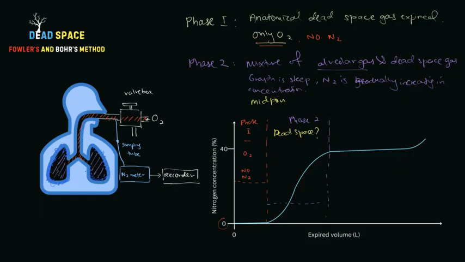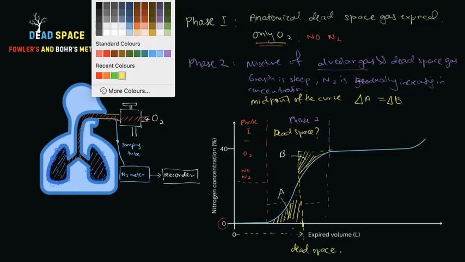Phase 2 is where we can pinpoint the volume of anatomical dead space. Where do we find that space? It is the midpoint of the curve where area A is equal to area B. So when we plot a straight line that connects the midpoint where area of triangle A is equal to area of triangle B, that line will give you an expired volume which will correspond to the dead space.